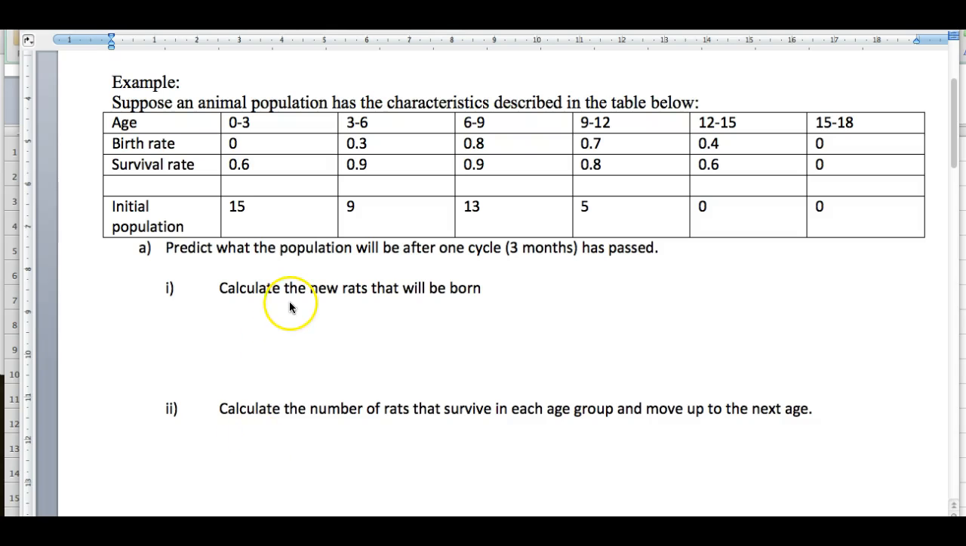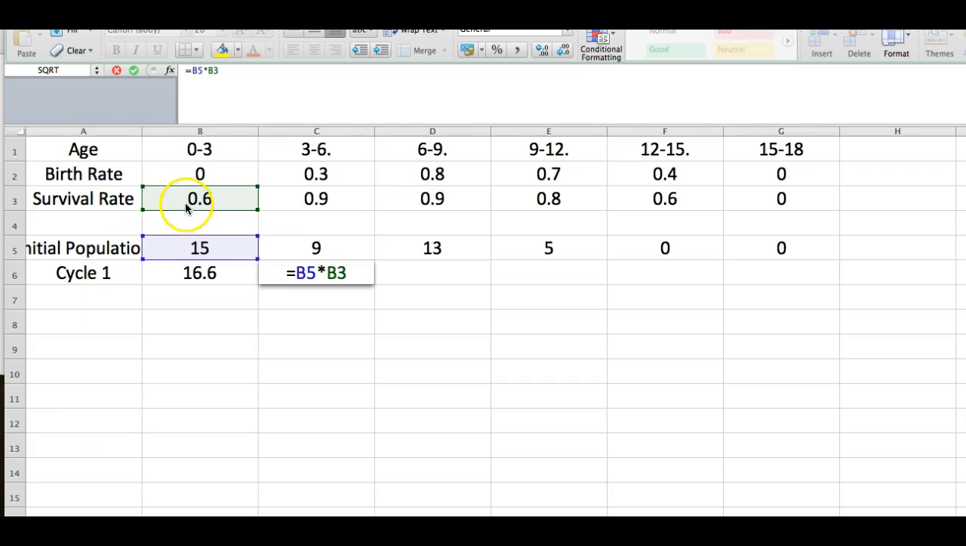Then the next category is to calculate the number of rats that will survive in each age group and move up to the next age. So that means that if I have 15 here, how many of those survive? Well, it's 15 times 0.6. So my next number right here is just 15 times the 0.6. In the spreadsheet, I can represent it by multiplying these two together. So if I get those together, I get 9.